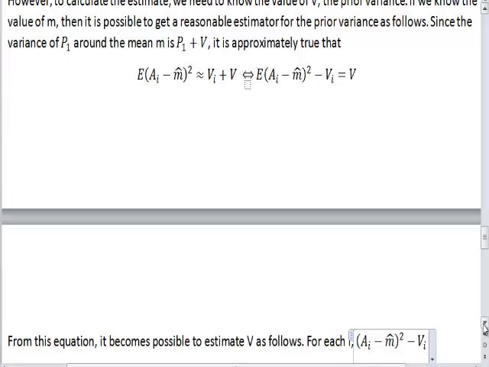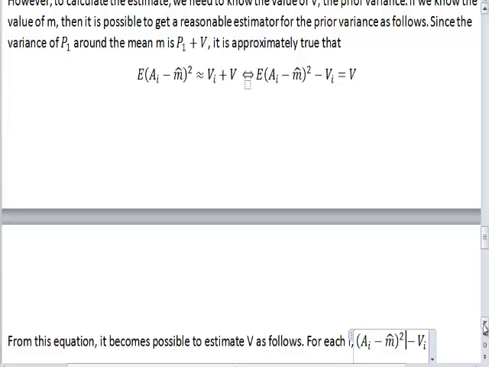Basically the variance of AI around M is its variance, so Vi plus V. So the expected value of AI minus M squared is Vi plus V. So I now replace the M by M hat. This is now with reference to the marginal distribution of AI. I am relating AI to the prior mean M, and I note that the deviation of AI from the prior mean M is the sum of the two deviations.